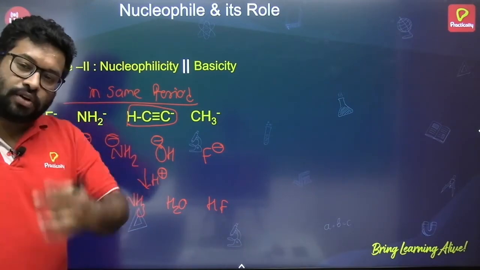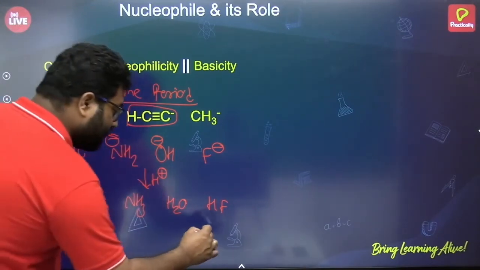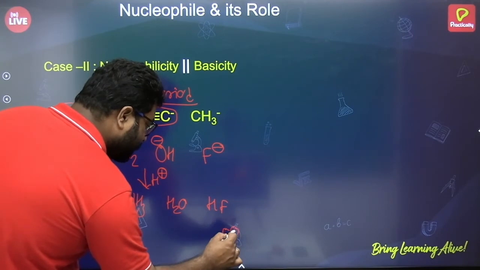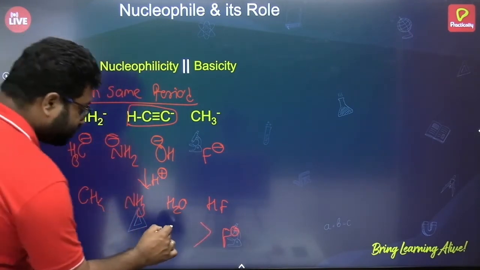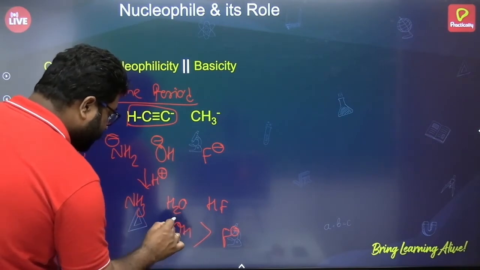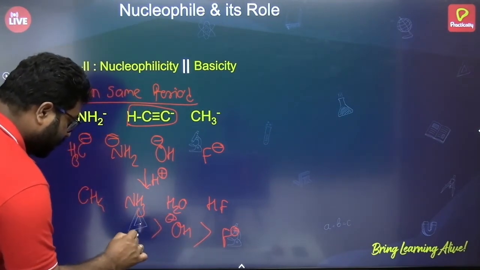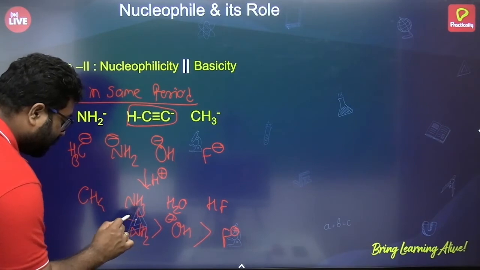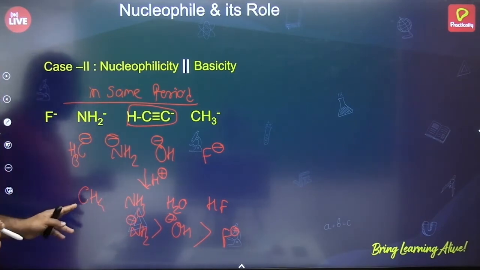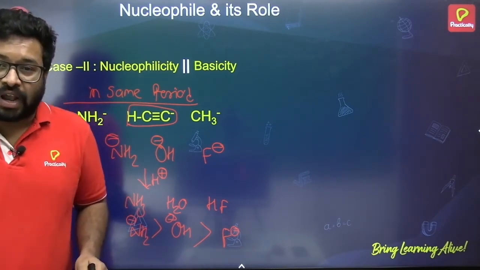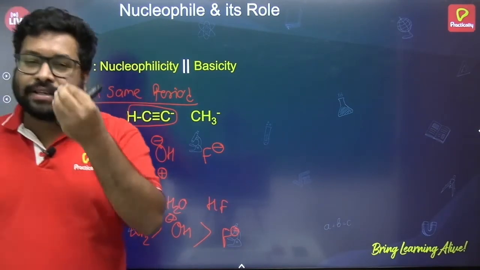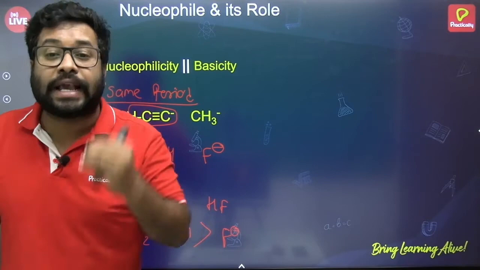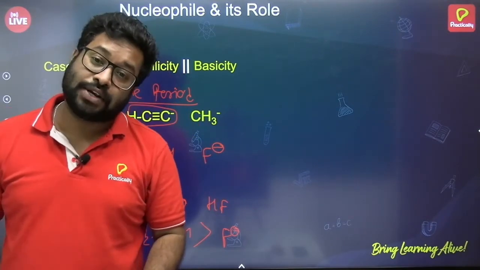If HF is the strongest acid, that means its conjugate base F minus should be the weakest, right? And it is the weakest. Then you have OH minus, then you have NH2 minus. We know for sure that methane is surely not an acid. But even if you want to measure its acidity, it has to be the weakest. It's the weakest acid that you ever know.